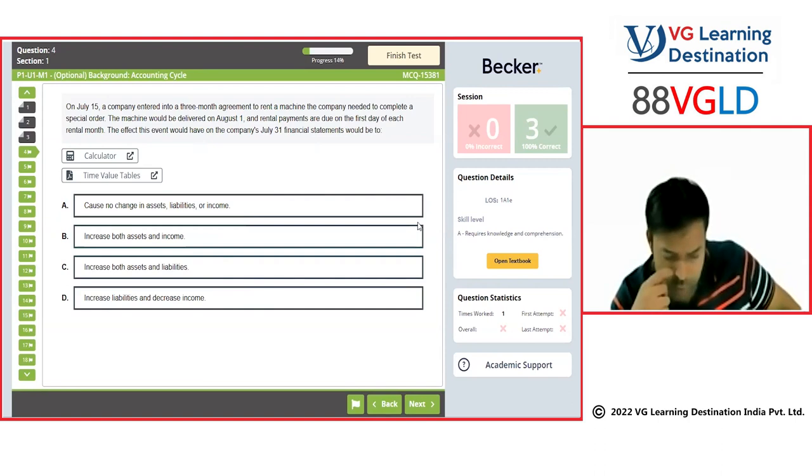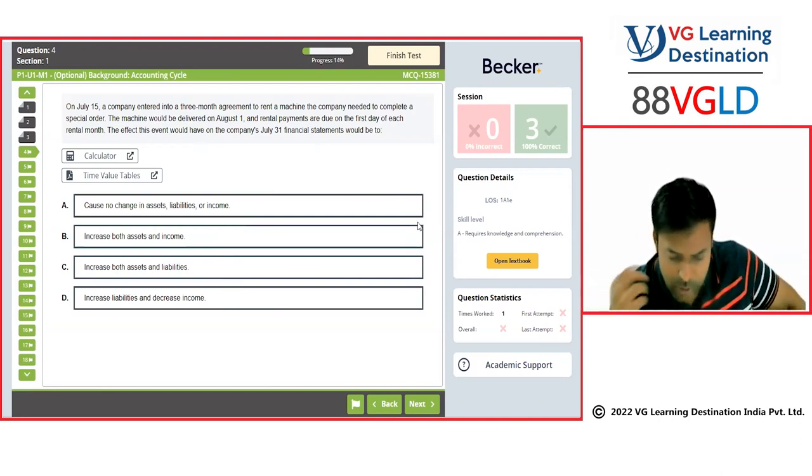Okay, let's see. On July 15, the company entered into a 3-month agreement to rent machinery the company needed to complete a special order. So you have taken machinery on rent for a special order you received. The machinery would be delivered on the 1st of August. You place the order and make an agreement on 15 July, and it is delivered to you on the 1st of August. The rental payments are due on the first day of each rental month. The effect of this event on the company's financials would be.